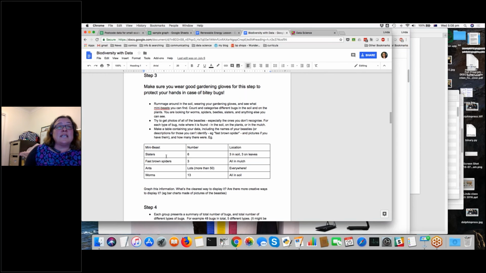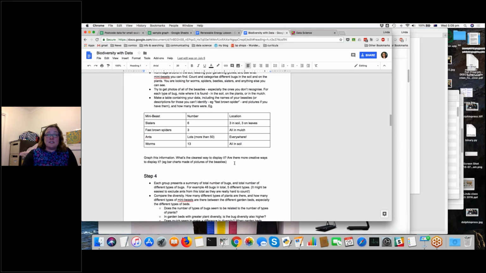So we've got a table where we've got 6 slaters, 3 fast ground spiders, large numbers of ants, and 13 worms, and then we've got this many in the soil, this many on the leaves, whether they were in the mulch or deep down in the soil and things like that.